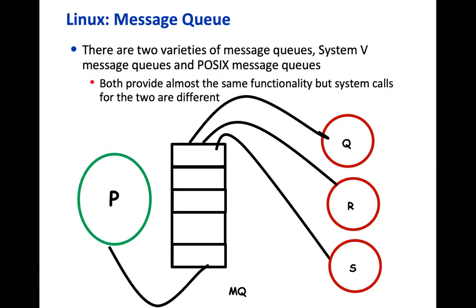Of course, a process can request to create multiple message queues. It means that each message queue will have a unique identifier, and this identifier is system-wide unique. So any process that knows that message queue number can receive messages from this queue. Simple. All right. So this is the process that has this message queue.